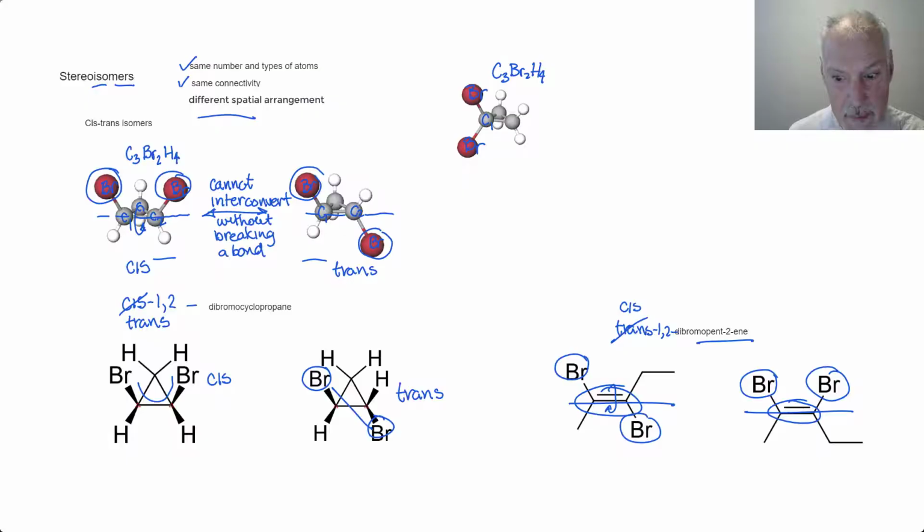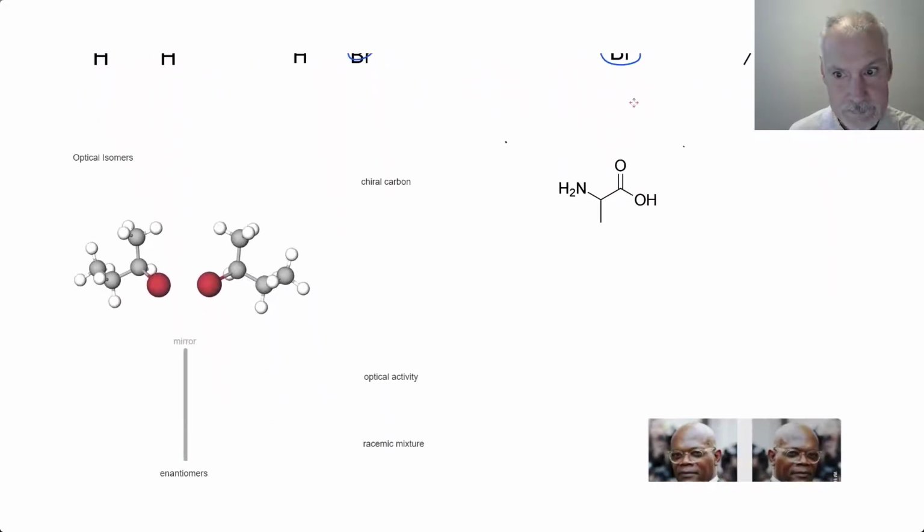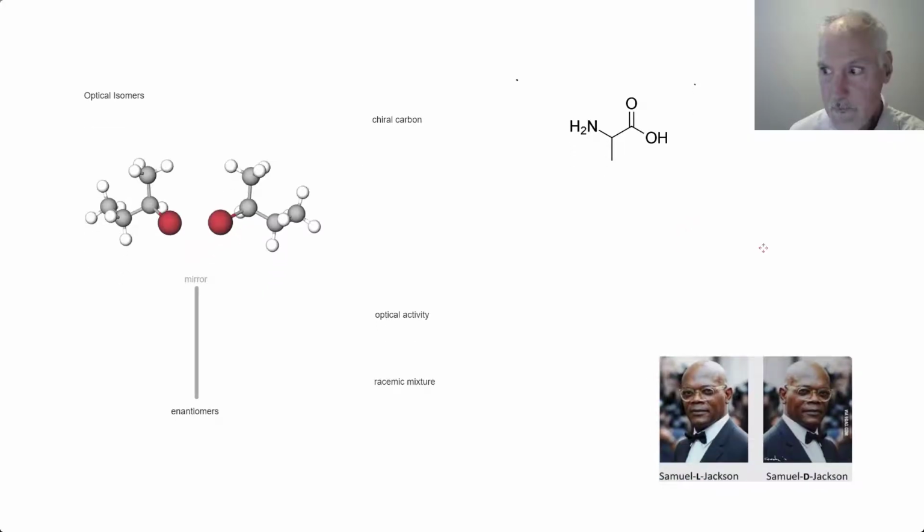Now, ring structures and double bonds aren't the only thing that can result in a different spatial orientation. That leads us to our next type of isomer, which are called optical isomers. Optical isomers share all of the same characteristics of our cis and trans isomers.